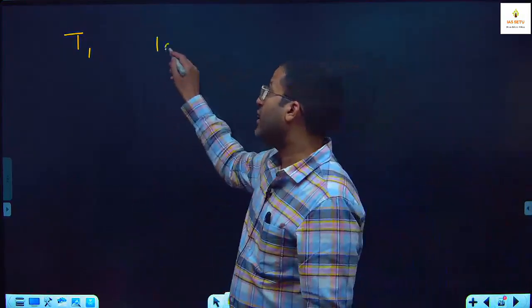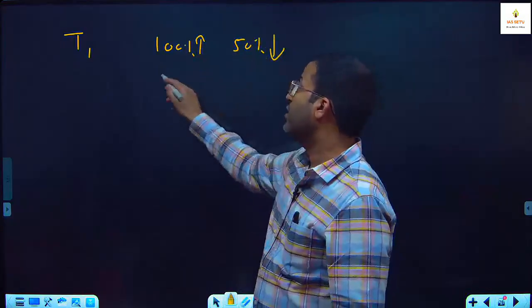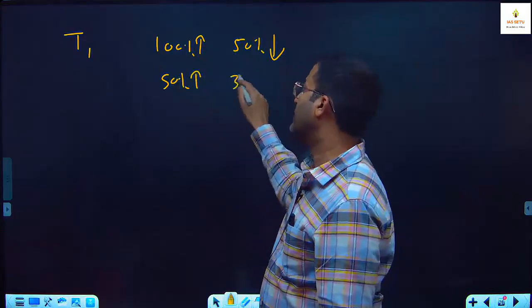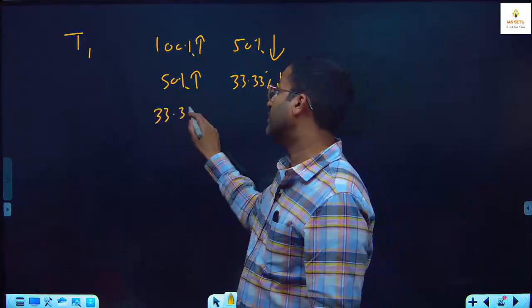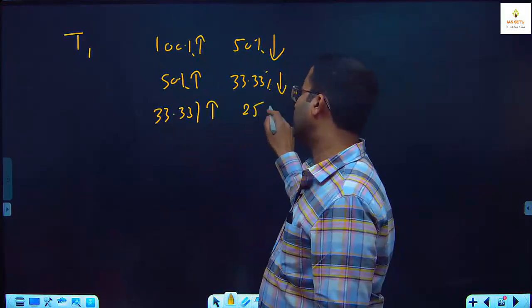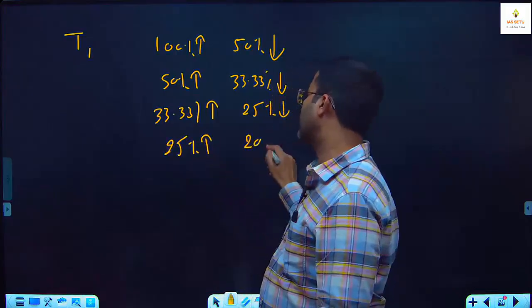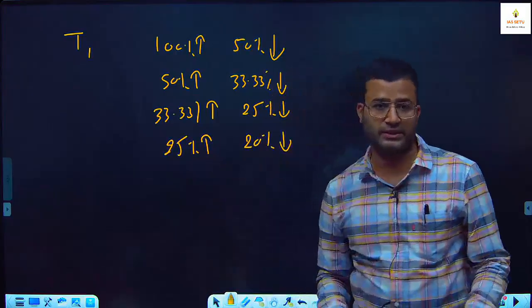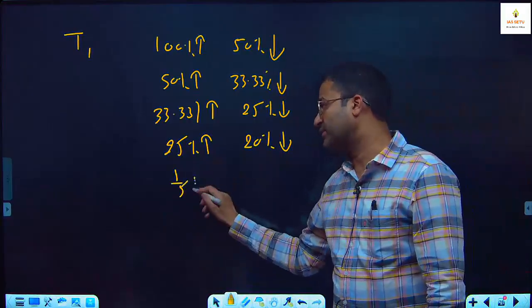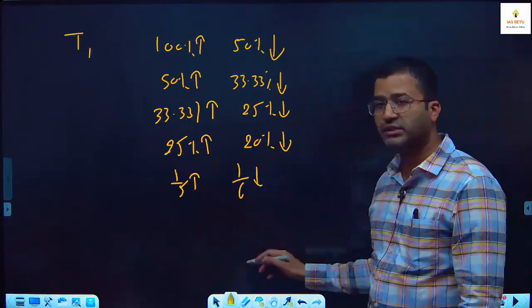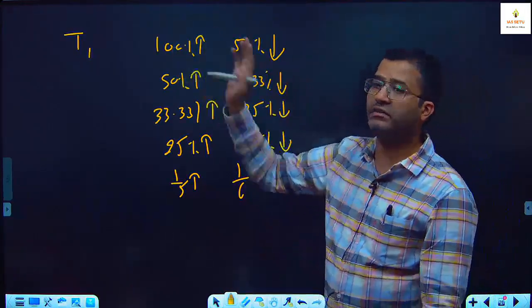What we have? 100% increase compensated by 50% decrease, 50% increase compensated by 33.33% decrease, 33.33% increase compensated by 25% decrease, 25% increase compensated by 20% decrease. Then next 1/5 increase compensated by 1/6 decrease, and so on. Idea here is we can use the same table in a reverse way.